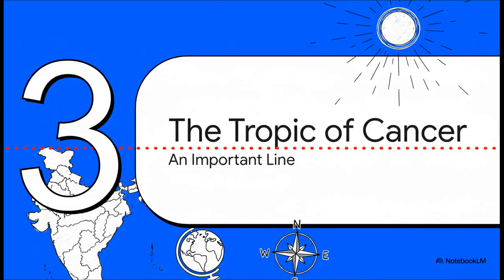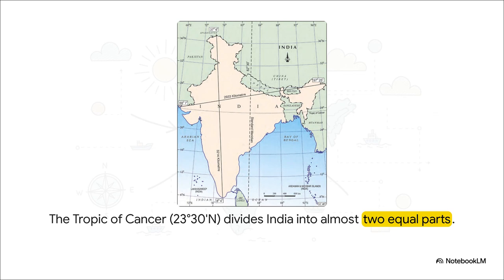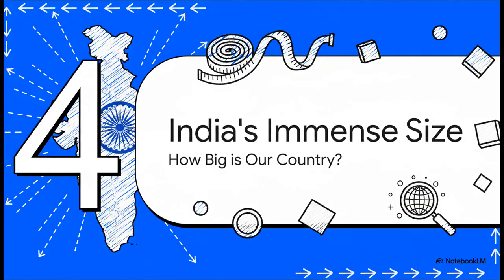Now there is one very special latitude that passes right through our country. It's an important line that we should all know about. Let's take a closer look. Look closely at the map. Do you see this dotted line? This is the Tropic of Cancer. Its value is 23 degrees and 30 minutes north. And it acts like an imaginary belt, cutting right through the middle of India and dividing the country into almost 2 equal halves.